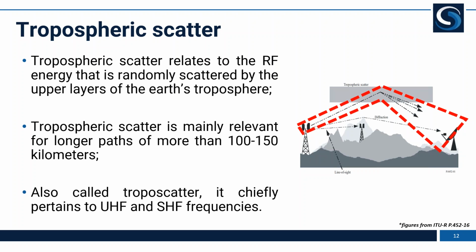There are those three arrows in that image specifically pointing to our receiver on the right-hand side of the image. Those are the rays we would be most interested in, but that scatter doesn't actually happen in just that direction. It can be scattered in many other directions as well. And this is mainly relevant for longer communication paths. So we're talking at distances of 100 to 150 kilometers and further.